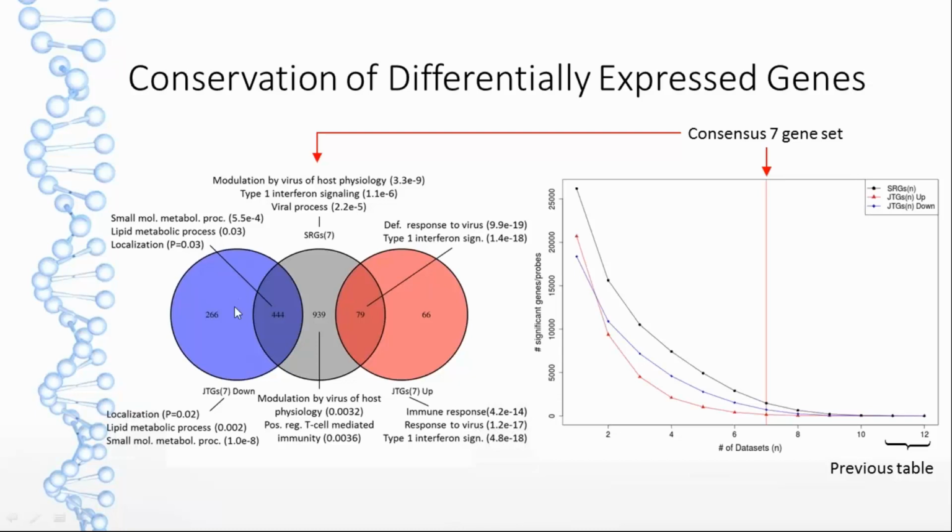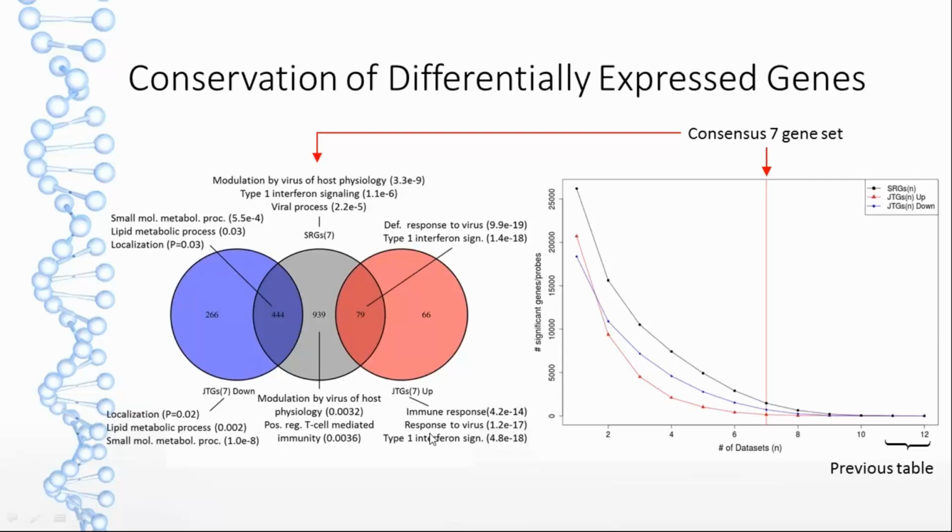So this Venn diagram also focuses on consensus 7, and what you would expect is that the most common response among significantly responding genes is interferon signaling, and not just significantly responding but also upregulated. So in the intersection between the upregulated and upward trending genes and the significantly responding genes are type 1 interferon signaling and response to virus.